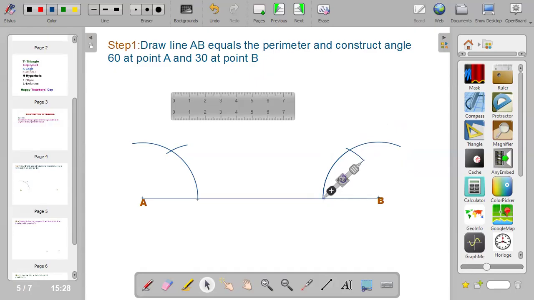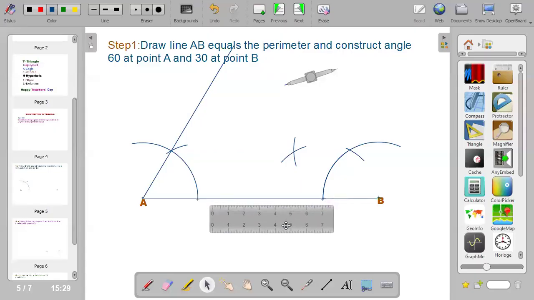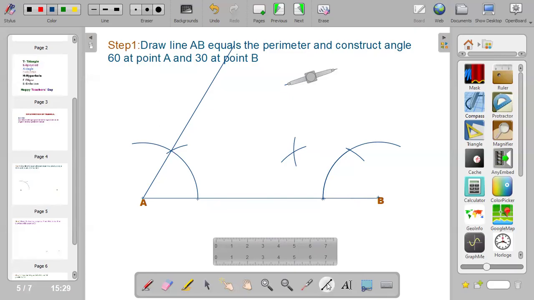Now I need to bisect this angle to get angle 30. Center here, and you place it at the second point, draw another arc to bisect the first arc. So you can now draw your lines at point A. Let the line pass through the first arc. And the second one will pass through angle 30.